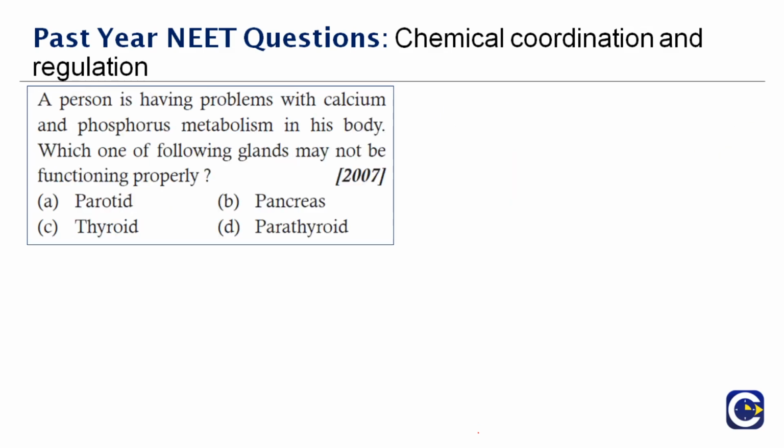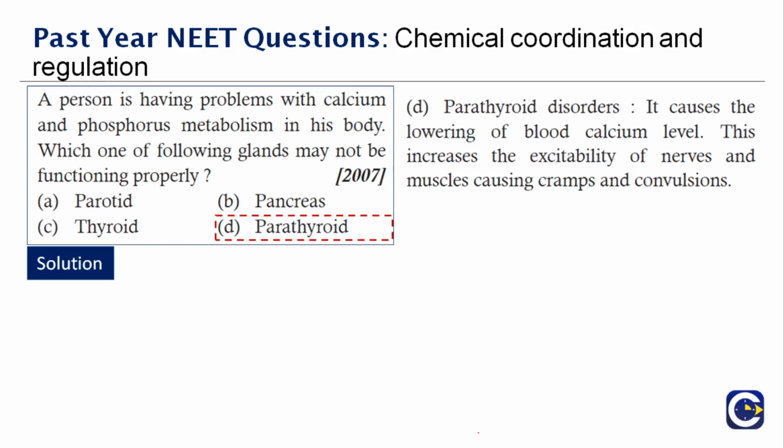Next question here. A person is having problems with calcium and phosphorus metabolism in his body. Which one of the following glands may not be functioning properly? I think all of you know what the answer is. When it comes to phosphorus and calcium metabolism, what will come there? It's the parathyroid. Parathyroid disorders cause lowering of blood calcium level. This increases the excitability of nerves and muscles, causing cramps and convulsions. Therefore, which gland is associated with it? Parathyroid, which is option D.